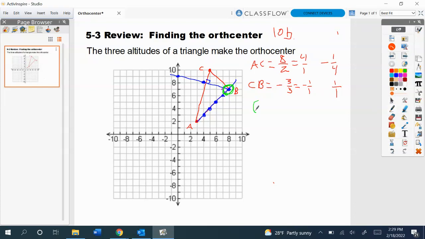So our orthocenter here is (8, 7). If it was an acute triangle, then the orthocenter would be somewhere inside the triangle. If it was an obtuse triangle, the orthocenter would be somewhere outside of the triangle. But this one was a right triangle, so the orthocenter existed right there on the right angle.